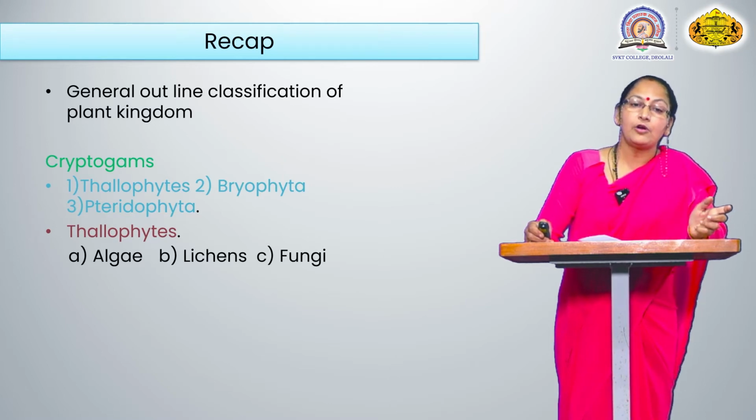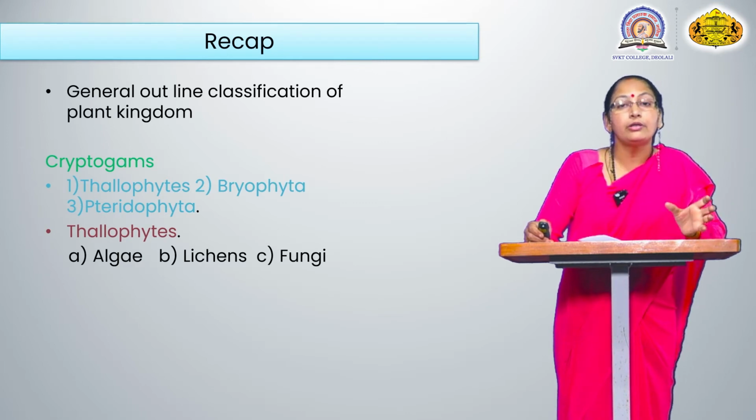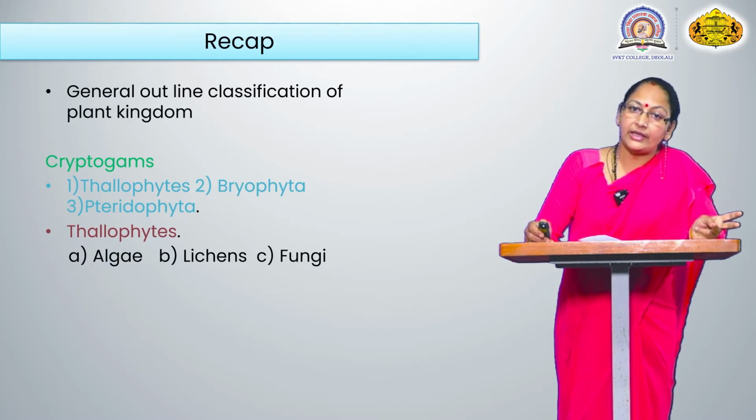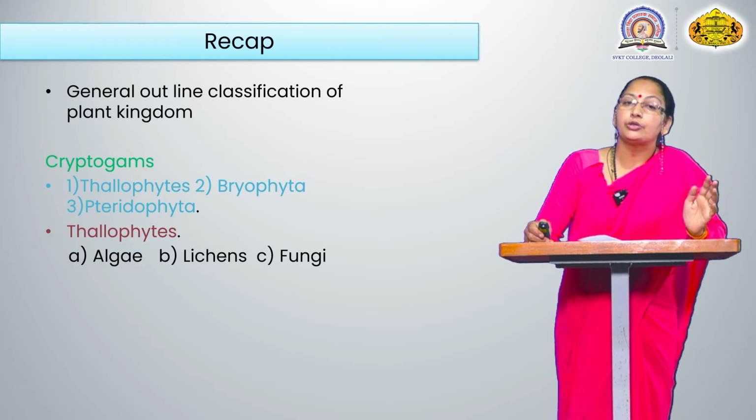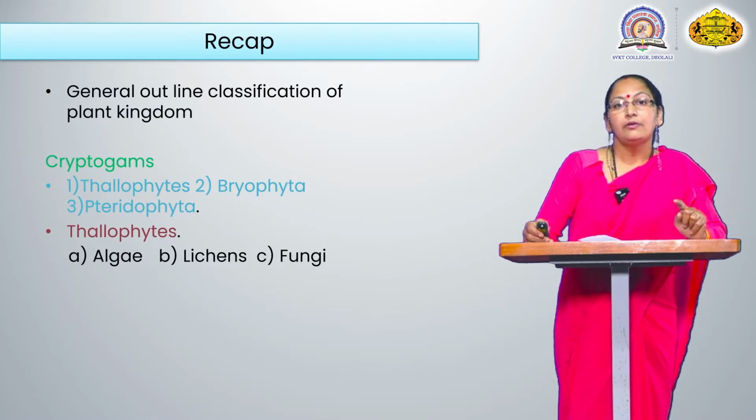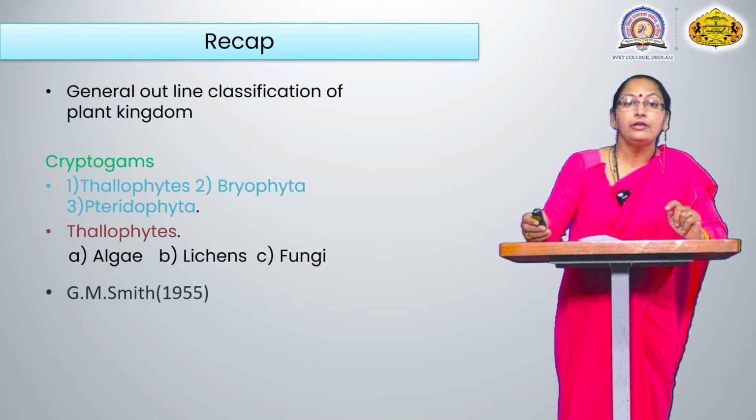All algal, lichen and fungal forms do not have these three structures: root-like, stem-like and leaf-like structures are totally absent in the thallophytes. That's why thallophytes have three classes. First is algae; the algal form does not have properly developed root, stem and leaves, and also lichen and fungi.